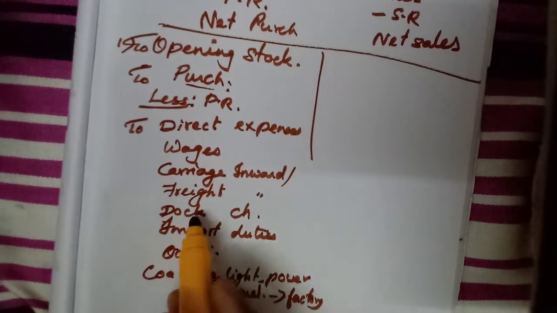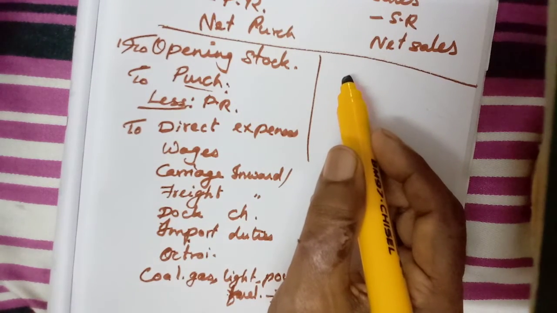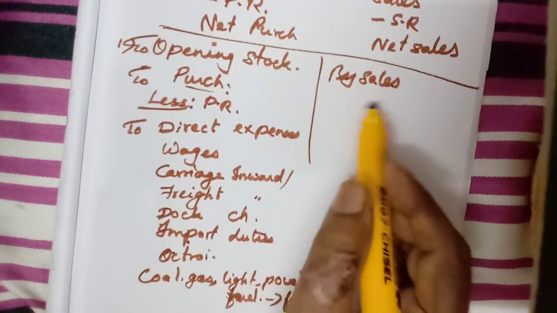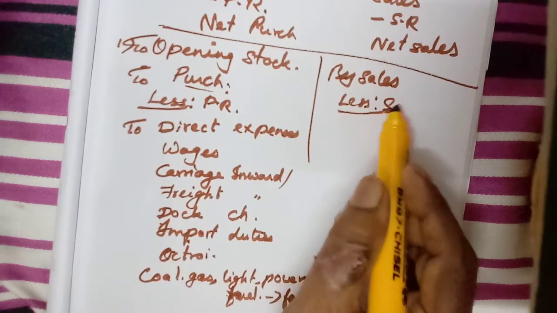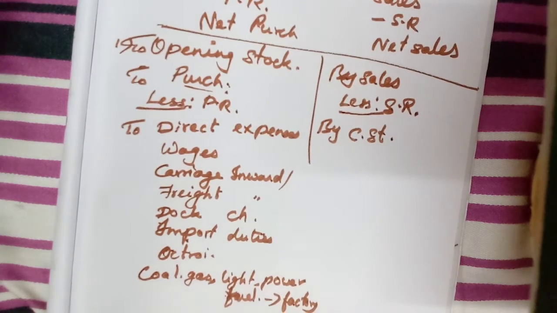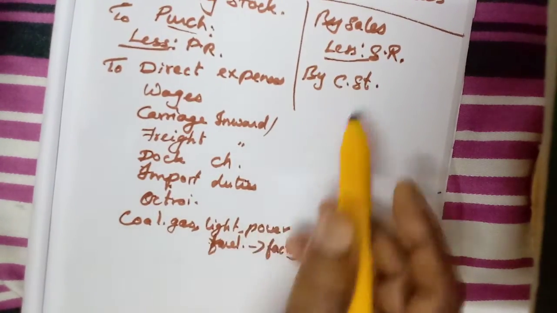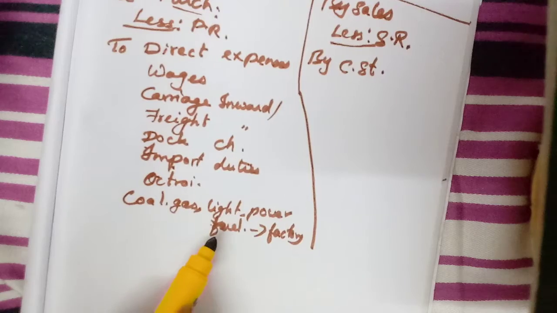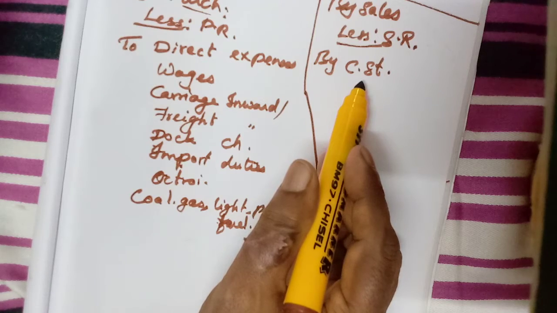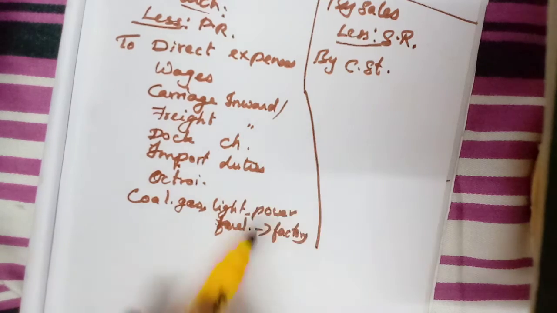Then on the credit side, on the right side of the page, we need to write by sales. Then we need to deduct the sales returns, then by closing stock. Closing stock means the goods unsold at the end of the accounting year. That we have to deduct, that's why we are writing it on the credit side.